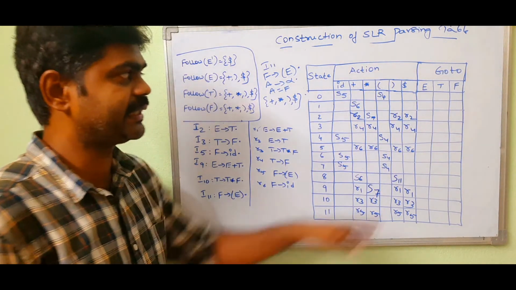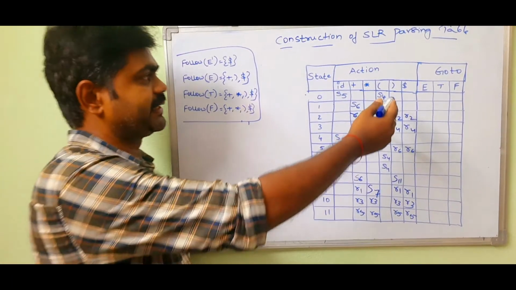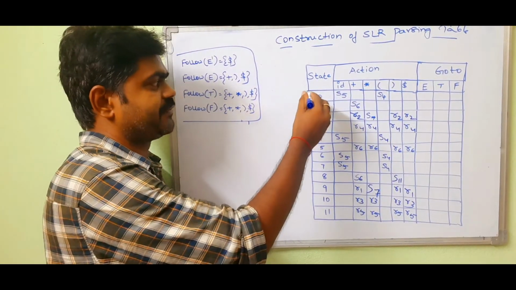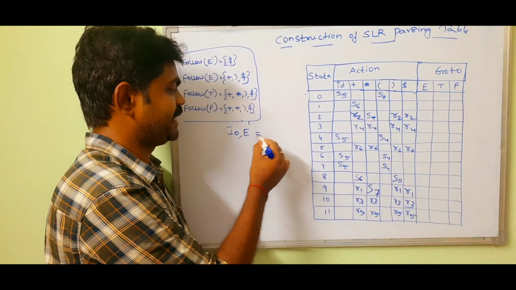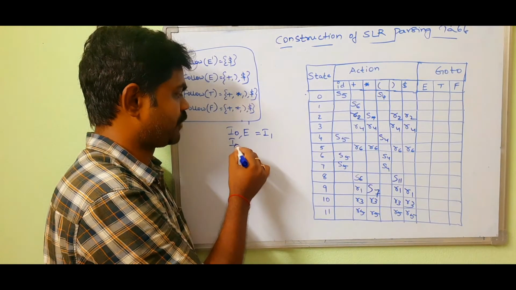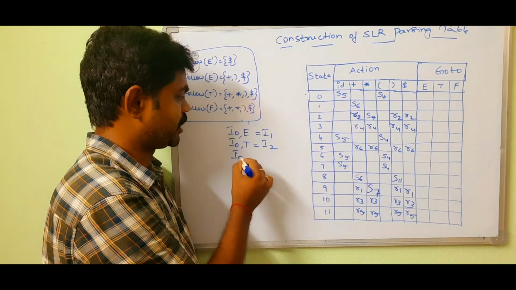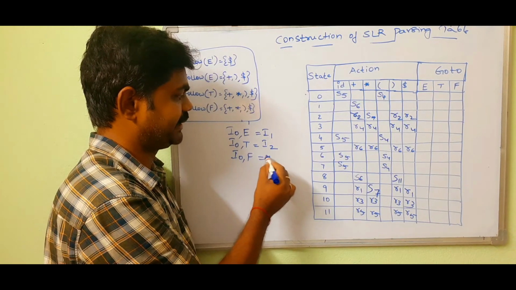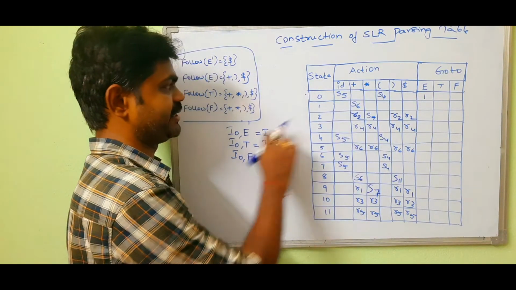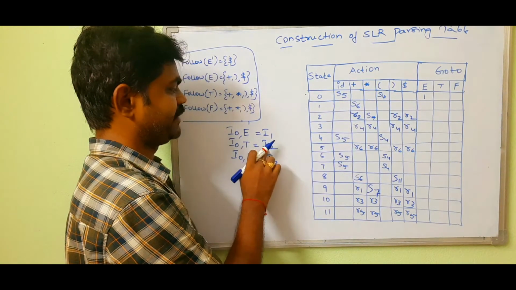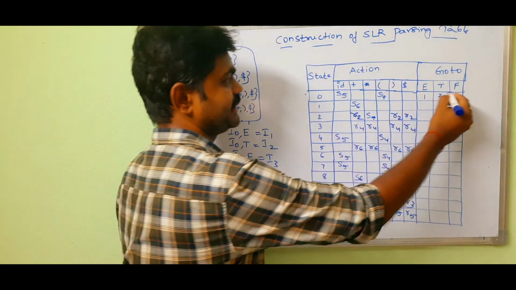So next we need to calculate go to. If you want to calculate go to, first we need to check I0 on E. So go to of I0 comma E, we are going to I1. Go to of I0 comma T, we are going to I2. Go to of I0 comma F, we are going to I3. So simply write 1 for I0 comma E, we are going to I1. I0 comma T, we are going to I2, write 2. I0 comma F, we are going to I3, write 3.